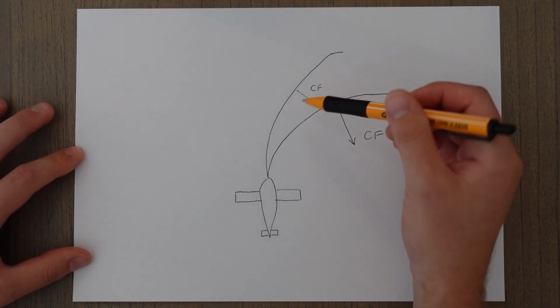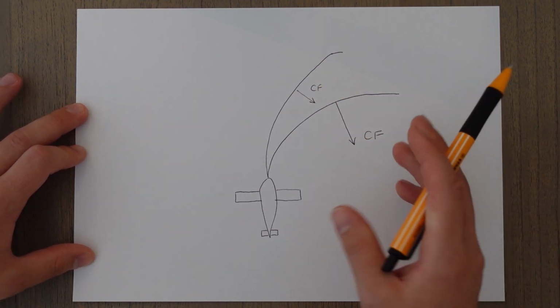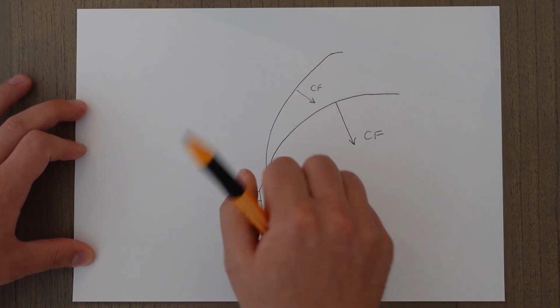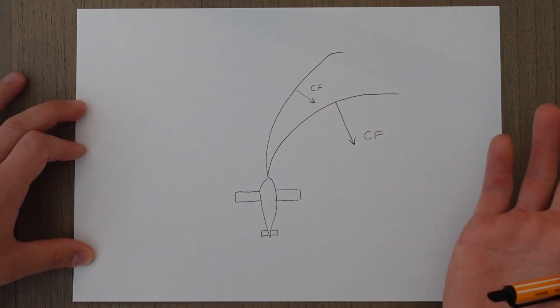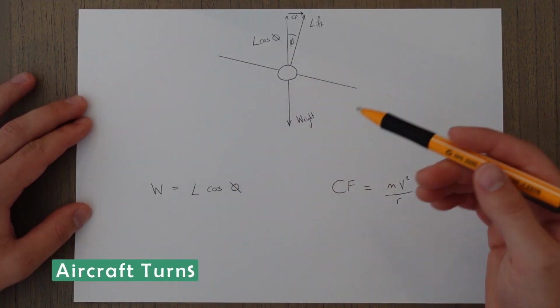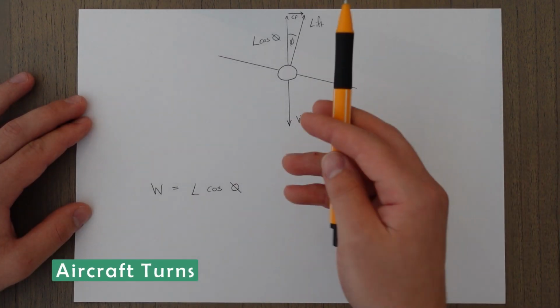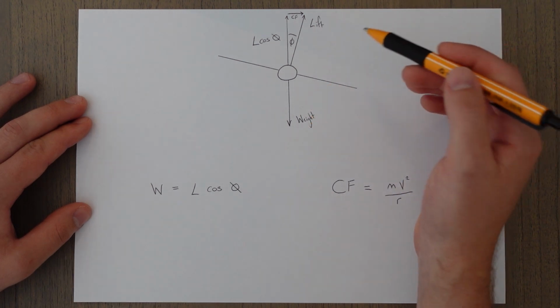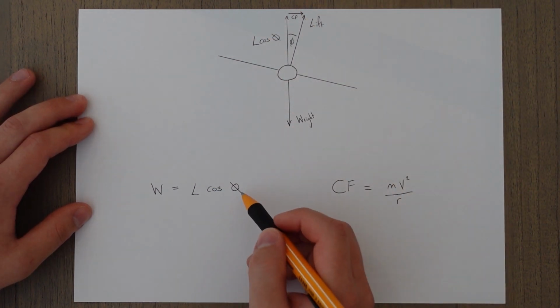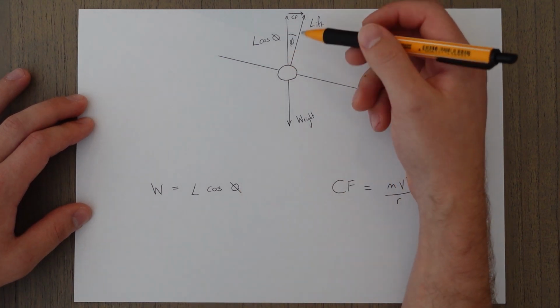In aircraft, we generate this centripetal force by using a component of the lift force, and this is achieved by rolling the aircraft using the ailerons, or banking the aircraft. When we bank the aircraft, not all of our lift force is now opposing the weight. It's only a portion of the lift force. It's only this cosine theta element, this straight up element.